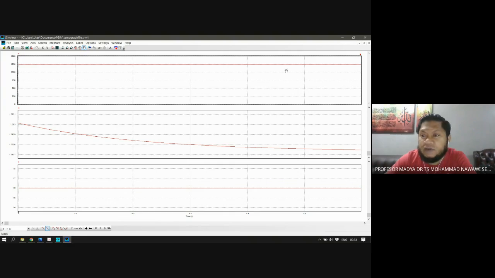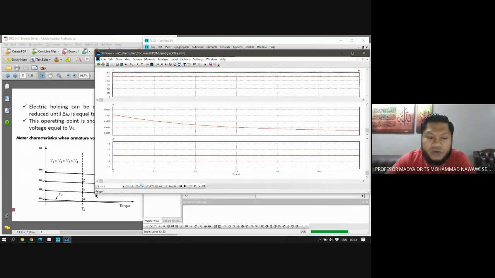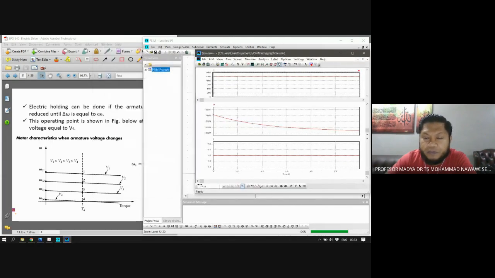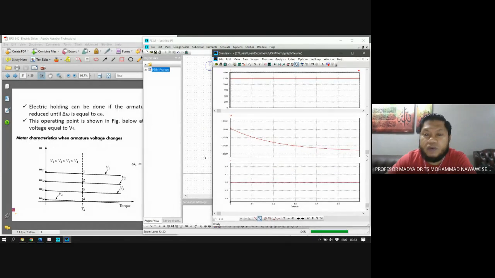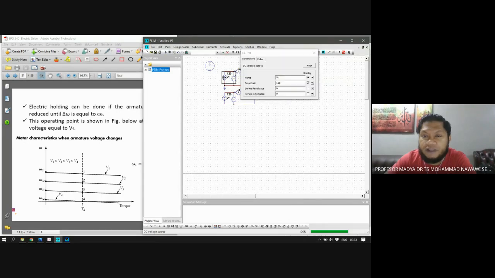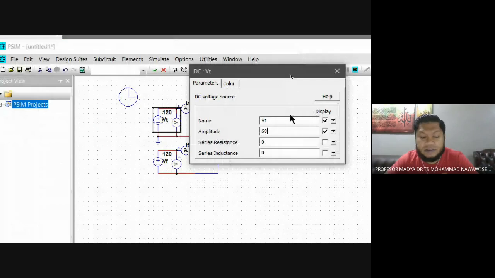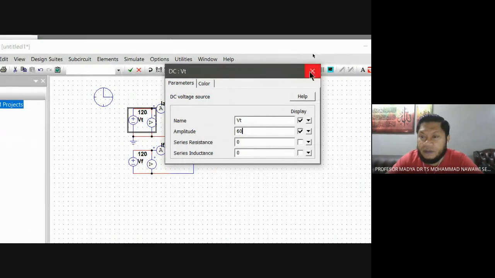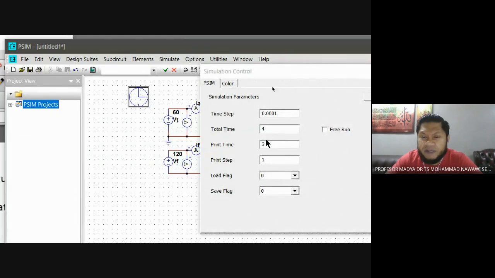Okay, let's look at what happens to the summation here when you reduce the speed of the motor. We want to reduce the speed of the motor, so I'm going to reduce that VT to half of it, half of the 120 volts. So let's see, 60 volts. Change that VT, and I want to modify a bit.